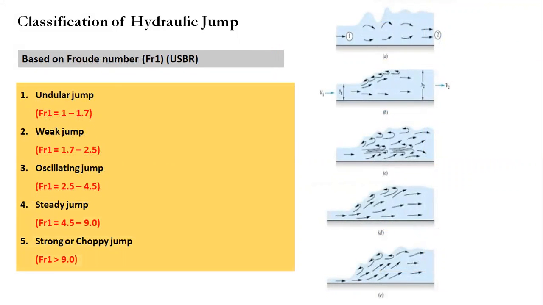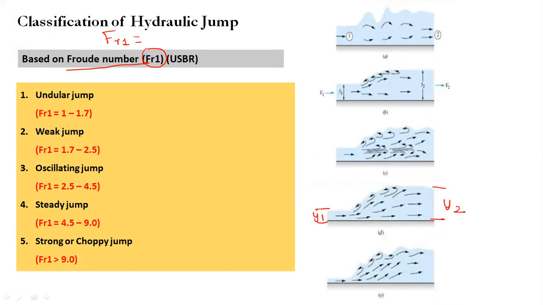Now there is one more classification as far as hydraulic jumps are concerned, that is the classification based on the Froude number of the incoming flow. Fr1, Froude number 1, is the Froude number at the upstream. So if this is upstream and this is downstream, this is y1, and suppose this is y2.